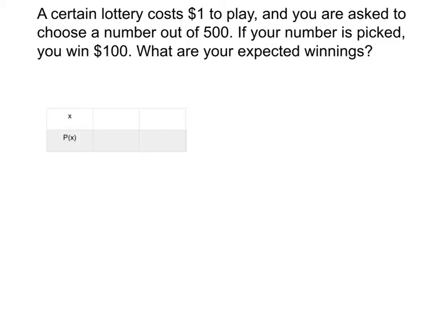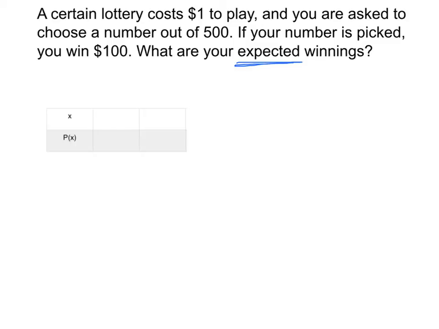A certain lottery costs $1 to play, and you are asked to choose a number out of 500. If your number is picked, you win $100. What are your expected winnings? So the key word in this problem is this word here, expected, which means we need to be talking about expected value in order to understand what the answer is.